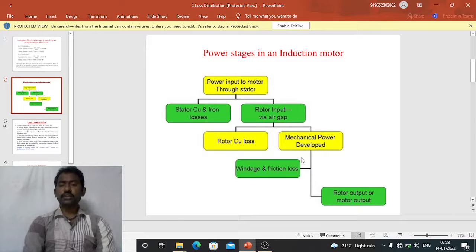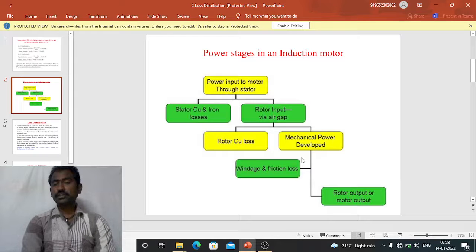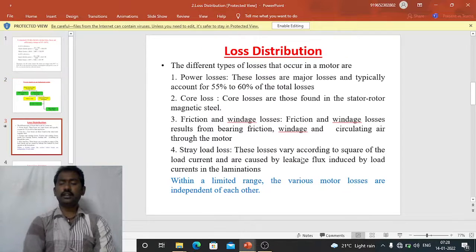So, power stages in an induction motor. Power is input to the motor through the stator. The losses are classified into stator copper losses and iron losses, and the rotor input losses. The rotor input losses are again classified into rotor copper losses and the mechanical power developed. That mechanical power is nothing but the rotor output or motor output.